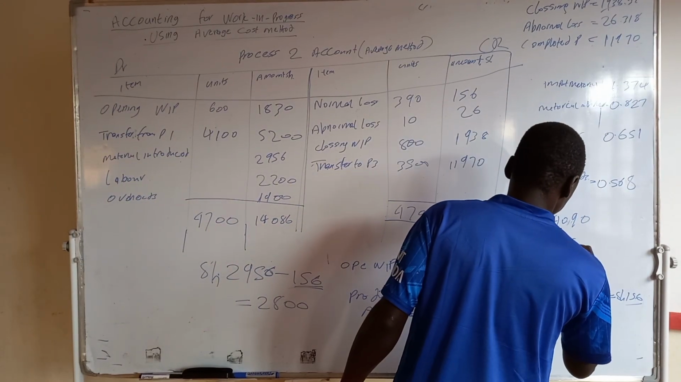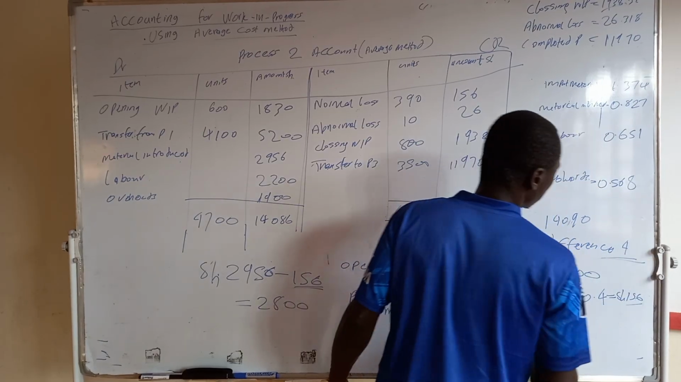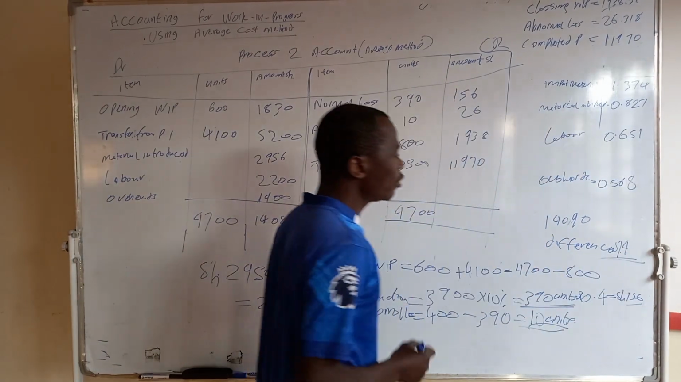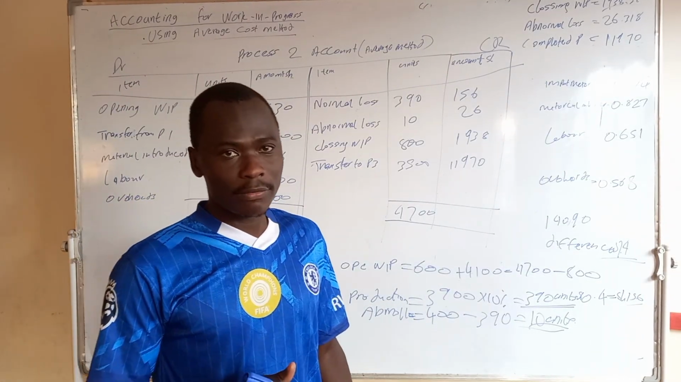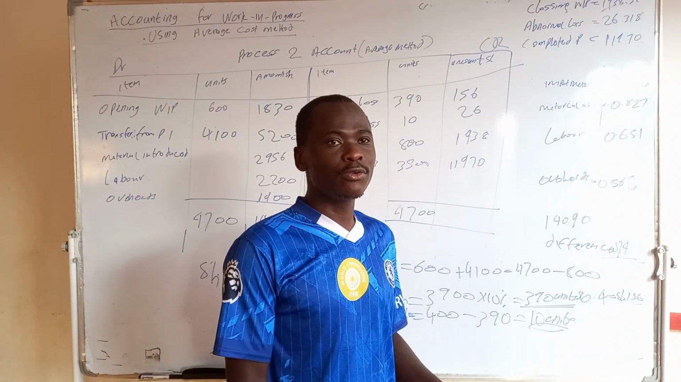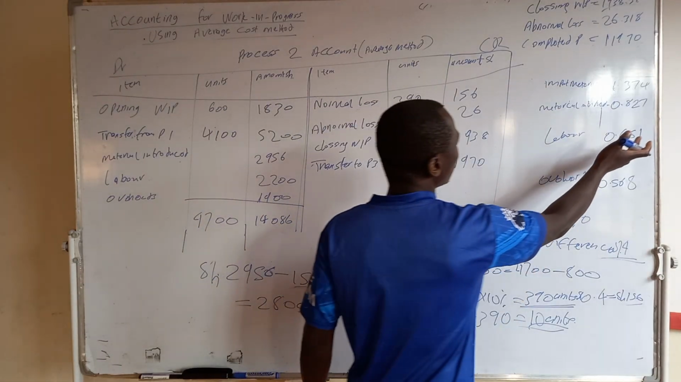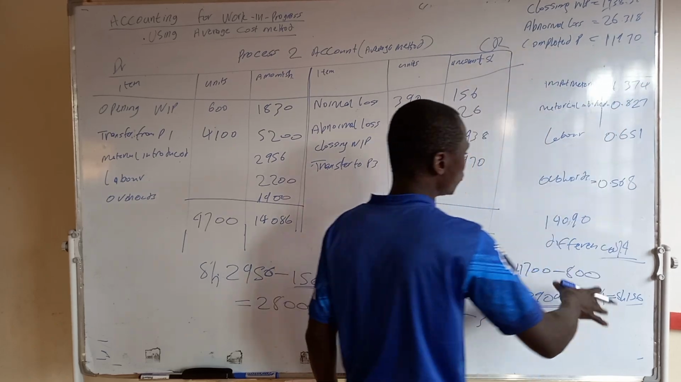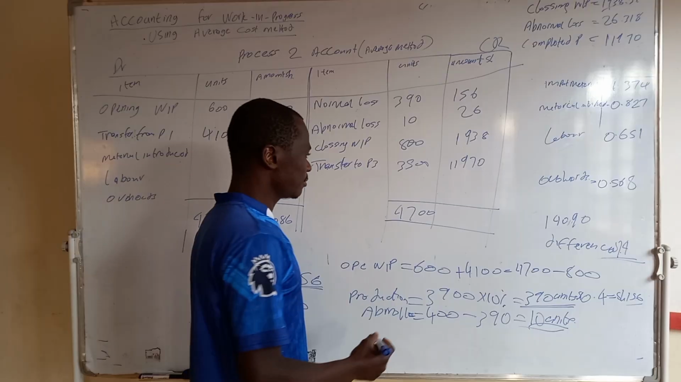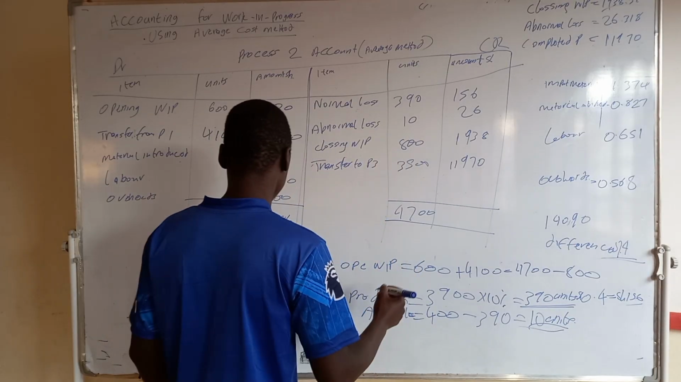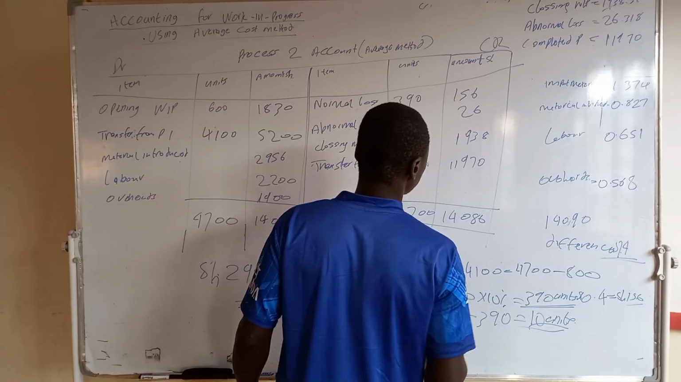A difference of 4 shillings. What brings this difference is simply the rounding off that we have done since we started our calculation. All this we have been rounding off. So it should balance. So the balance is 14,086.